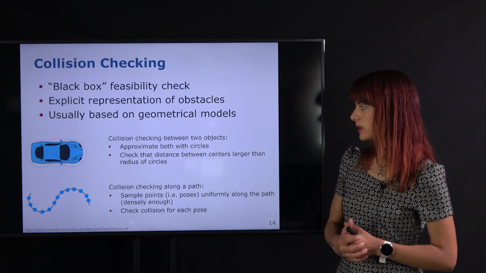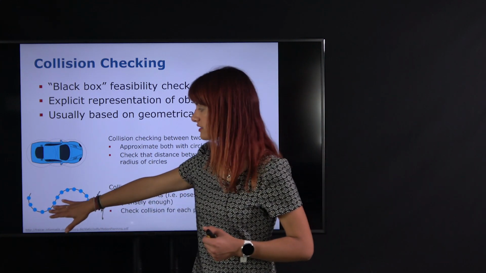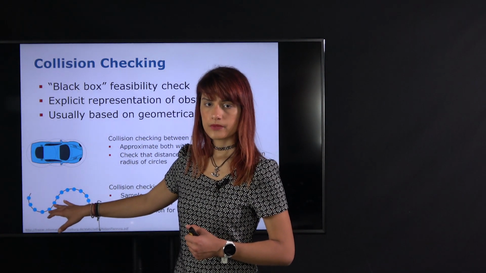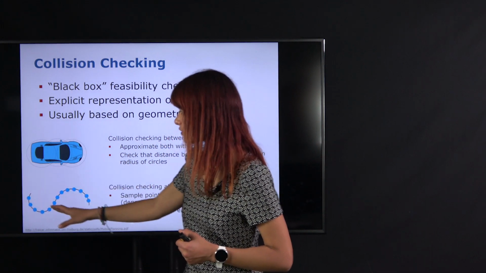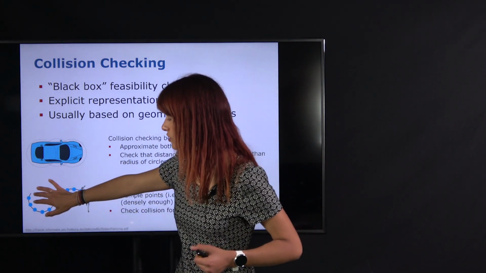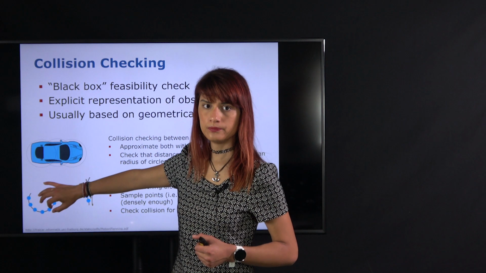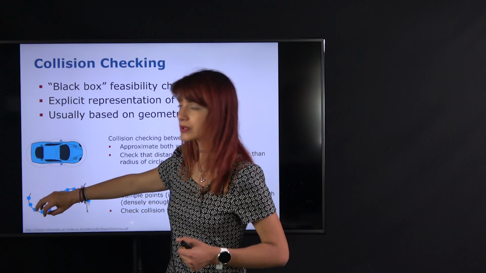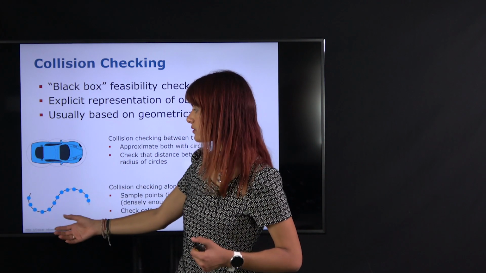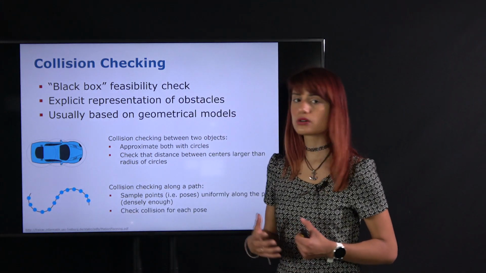So there are different ways of actually sampling such a path. For example, we can go from the start to the goal and move in very small increments. And then at each increment, we can add a point and see whether it's intersecting. That could be one approach.